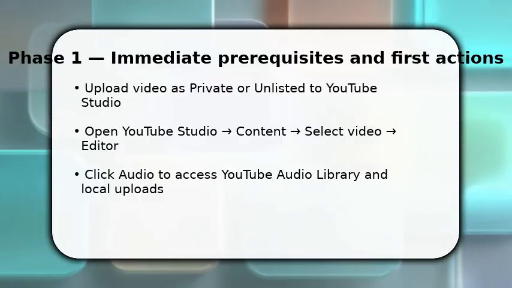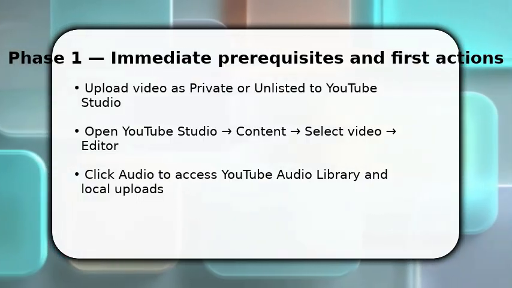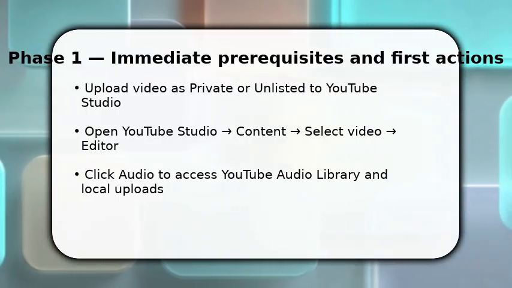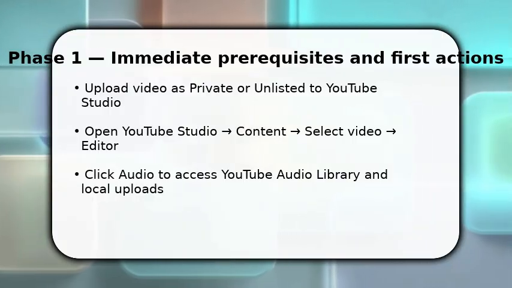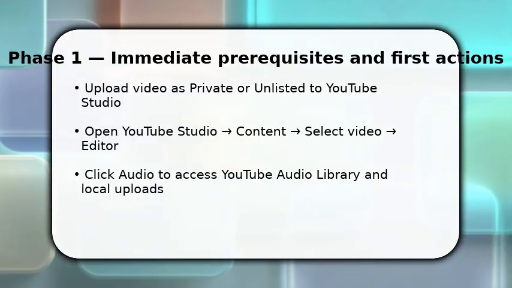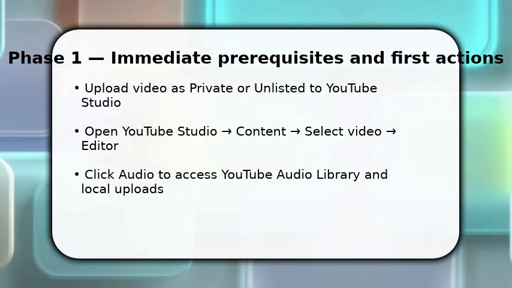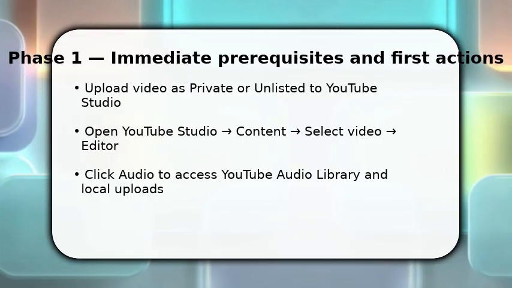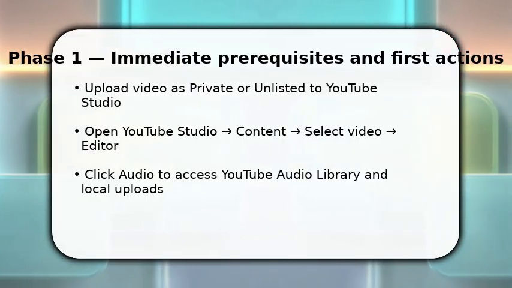You begin by uploading your video as private or unlisted so you can edit without publishing. Once uploaded, open YouTube Studio, go to Content, select the video and launch the editor. This is where you will attach the audio track. Next, click the Audio tab to browse YouTube audio library or use the Upload Audio button. Make sure the file format is supported and under platform limits. By starting here, you ensure your working copy is safe and editable before any public changes are made.